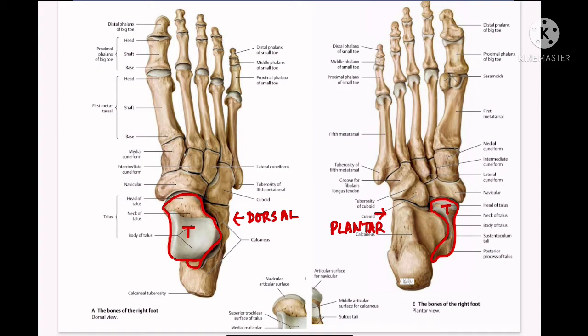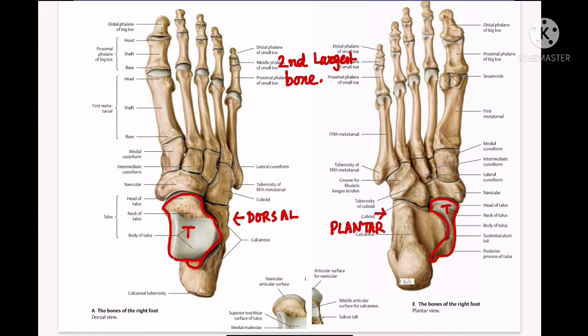The talus is the second largest bone of the foot. The largest rank holder is the calcaneus. It is followed in the second by the talus. Talus, needless to say, it is a tarsal bone.